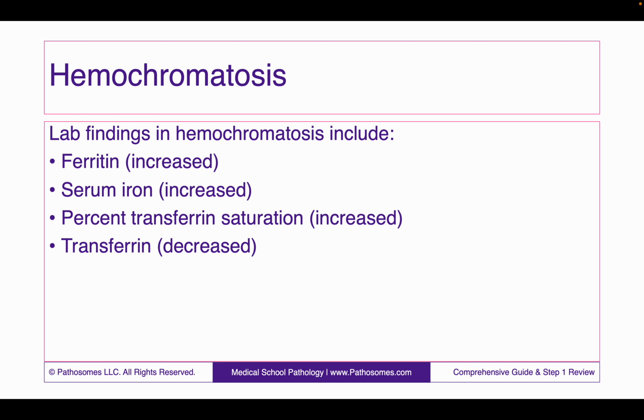Lab findings in hemochromatosis include increased ferritin, increased serum iron, right, makes sense, and increased percent transferrin saturation, right? There's so much iron going around that transferrin is saturated. The body stops producing transferrin because it doesn't need it anymore, and hence the transferrin itself is decreased.